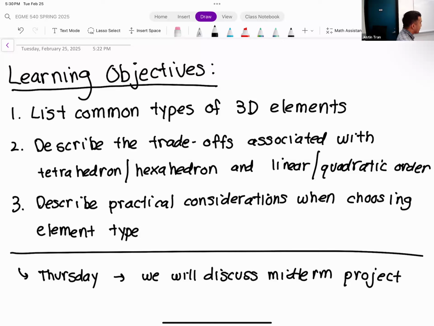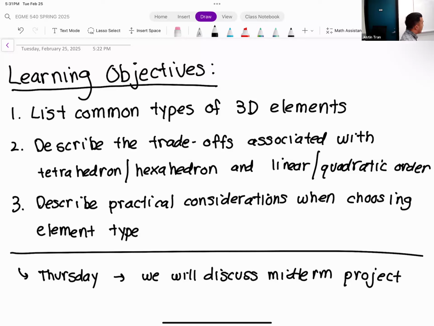I had originally planned to discuss the midterm project with you guys today, but I did not prepare it in time. So Thursday, I promise you, we will talk about the midterm project. Because at this point, we've done 3 ANSYS activities. At this point, you guys have a fairly good grasp of just the basics of ANSYS. And so, now is kind of the perfect time to introduce the midterm project, for you guys to kind of start working on it.